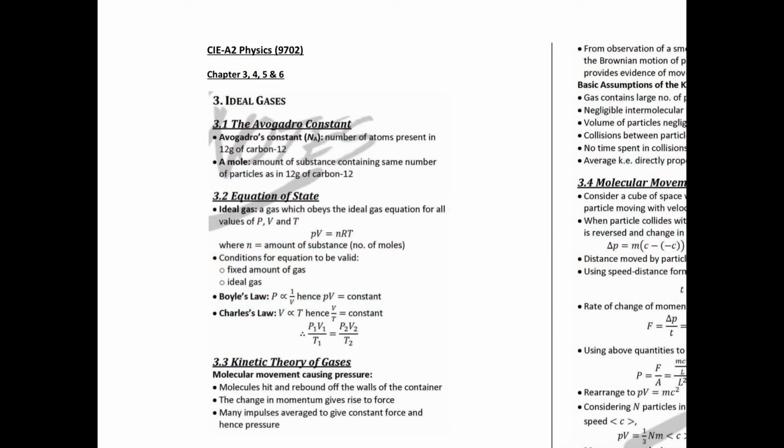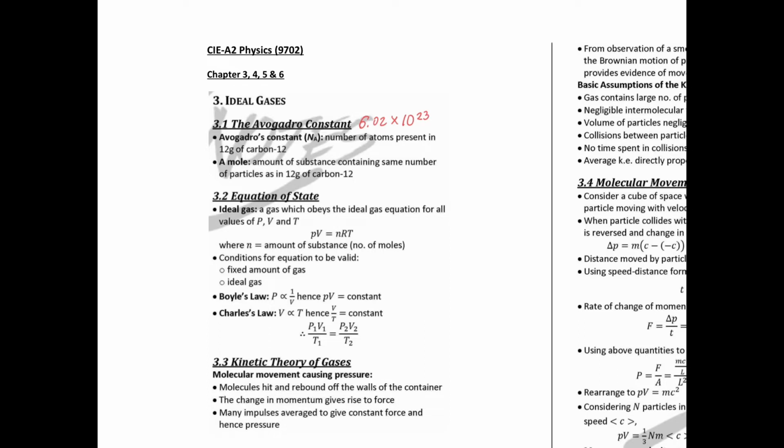So chapter 3 is ideal gas. 3.1, the Avogadro Constant. So Avogadro Constant, you should know, it is 6.02 times 10 to the power of 23. So you have to know the meaning of this number.